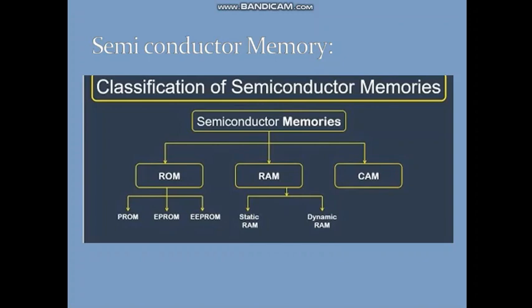This is the diagram of semiconductor memory. It has basically three main types: ROM, RAM, and CAM. And ROM has three more subcategories like PROM, EPROM, and EEPROM. Further, RAM also has two subcategories, that is static RAM and dynamic RAM.